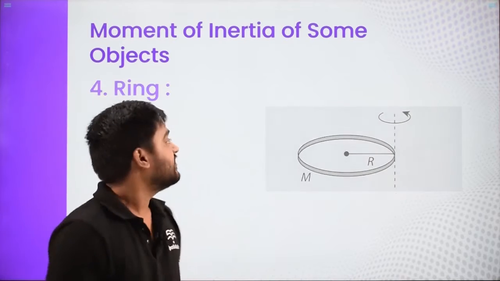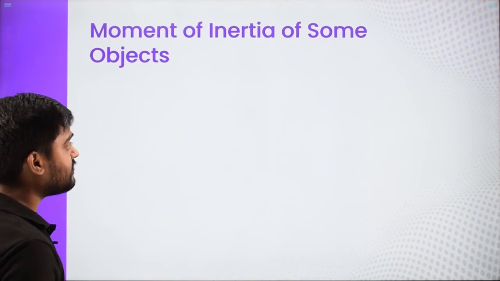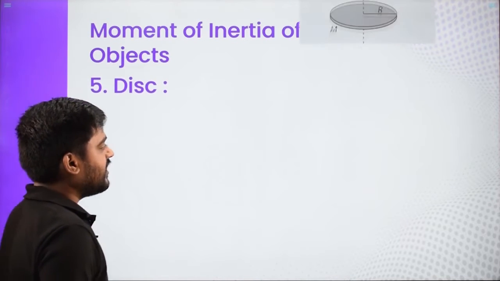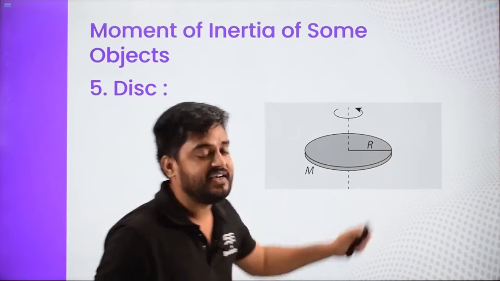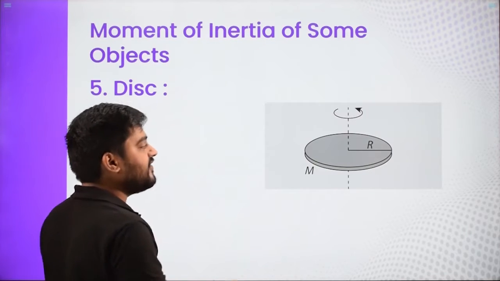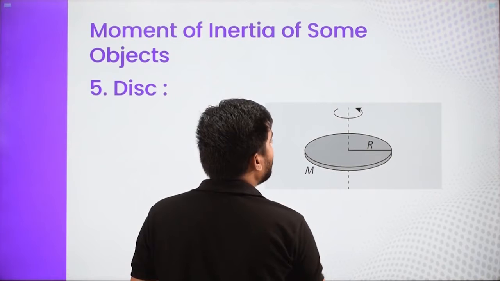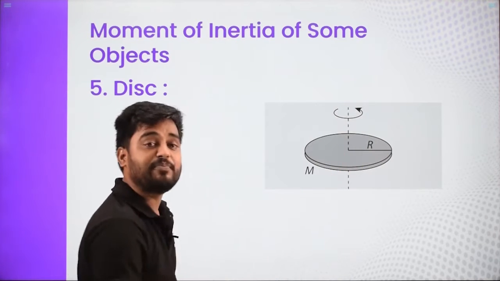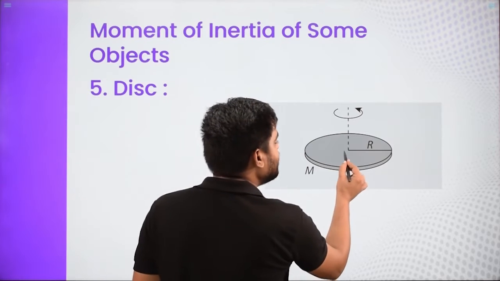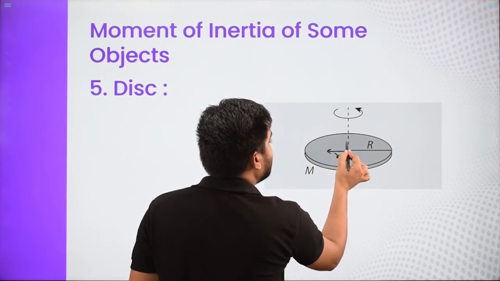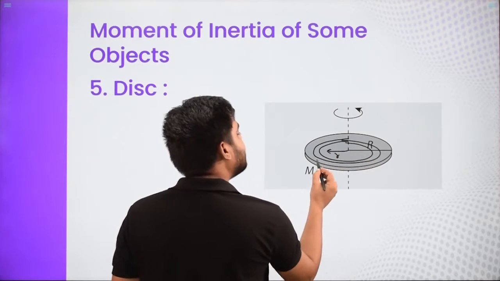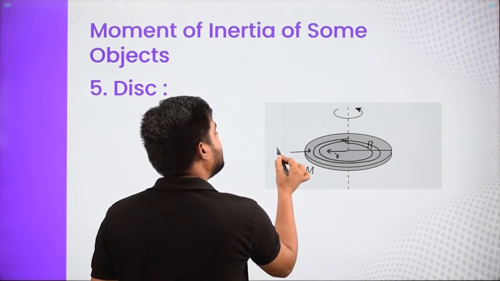Let us discuss the next case, which is a disc. I am taking a disc which has mass m and radius r. Now, this is a continuous object again. To derive the formula for moment of inertia about an axis perpendicular to the plane of the disc and passing through its center, I go to r distance and take a ring having a width of dr.